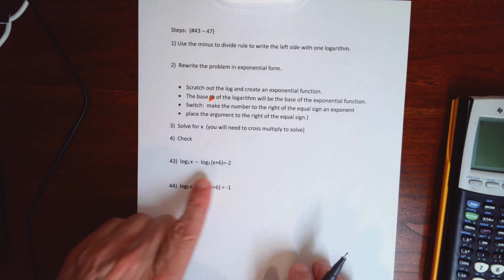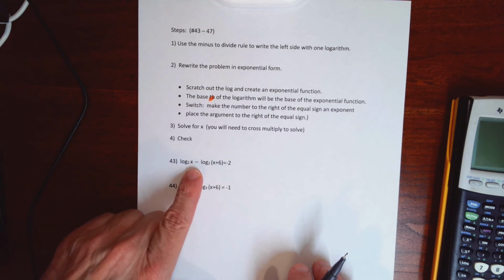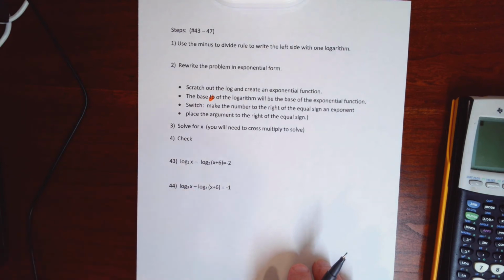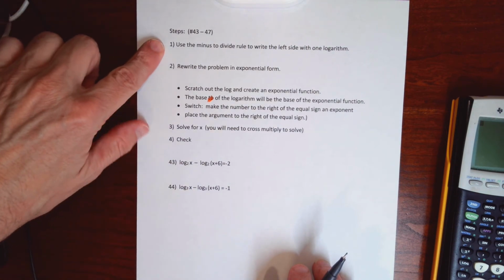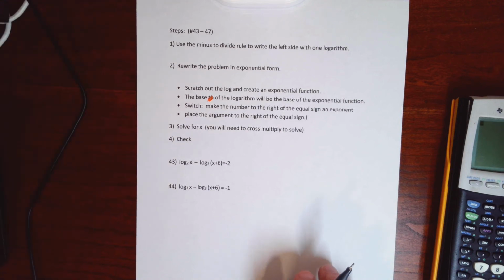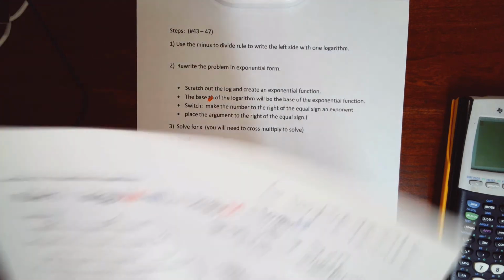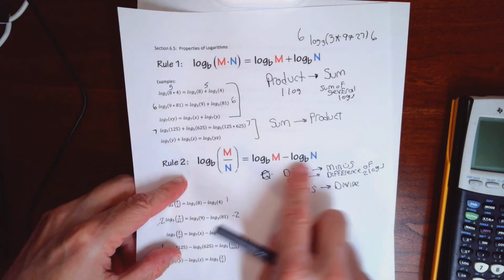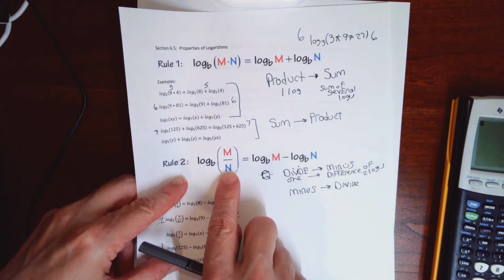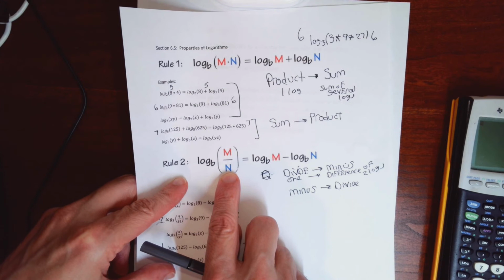When this is a setup, when the left-hand side has 2 logarithms, the same base, separated with a minus sign, the steps to solve this problem is first, use the minus to divide rule to write the left side as one single logarithm. I'm going to use this rule in reverse. If I have 2 logarithms, the same base, separated by a minus sign, I'm going to make those 2 logarithms into a single logarithm with a division.